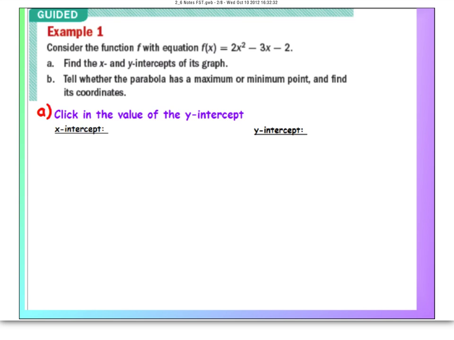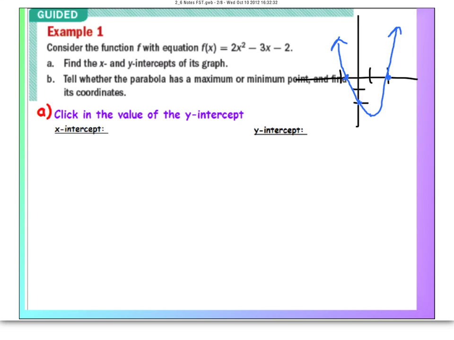Now let's just look at letter A here. They want us to consider the function 2x squared minus 3x minus 2 and find the x and y intercepts of the graph. Well, let me show you a quick sketch of the graph. Here's what the parabola somewhat looks like. So they're going to ask us to find the x-intercepts and the y-intercepts and do it algebraically.